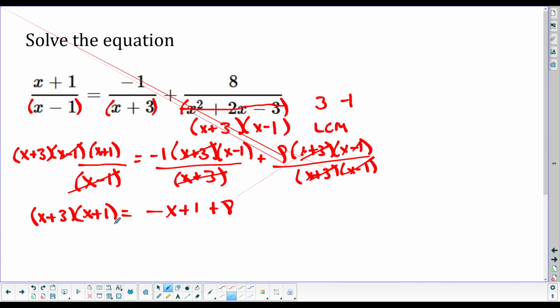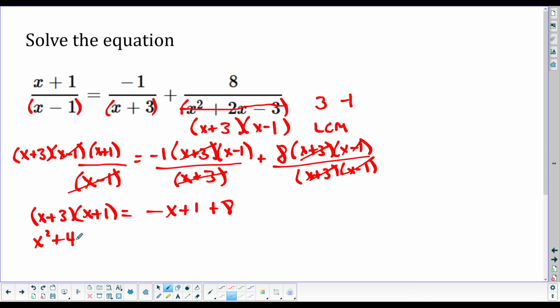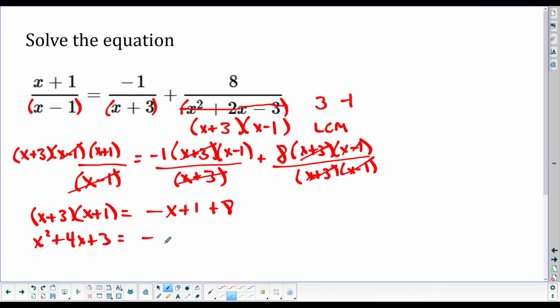All right, so let's keep going here. Now to solve this, I need to expand this out. So I need to multiply these two together. So this is going to give me x squared, and then I've got 3x plus 1x, which is 4x, plus 3, is equal to negative x plus 9.